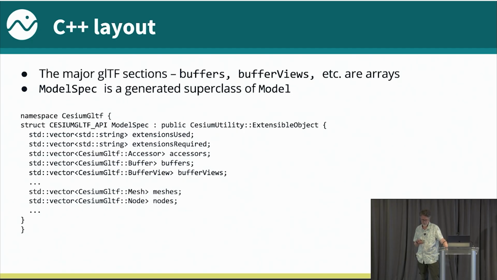And this is a very high-level look at the model, which is our representation of a glTF file. Really nothing magic, a bunch of vectors of objects that are themselves JSON.